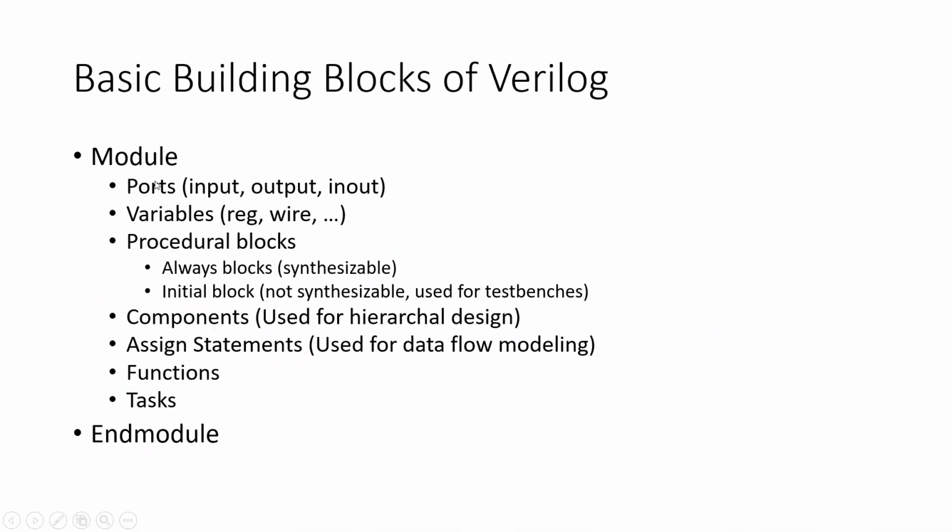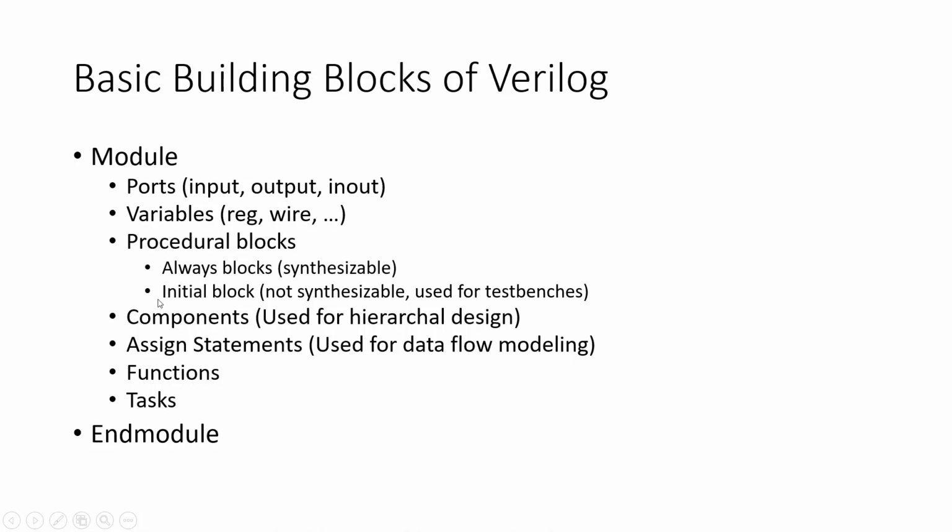The basic building blocks of Verilog. Verilog is built around the keyword we call a module. Inside a module, we have ports, which are an input, output, or a bidirectional port called an inout. In these videos, we'll be focusing purely on the input and output. Inside a module, we can have variables, which can be a data type of reg or wire, as well as other different data types. And inside those modules, we have our procedural blocks, an always block and an initial block.